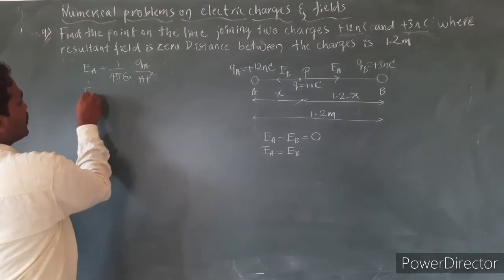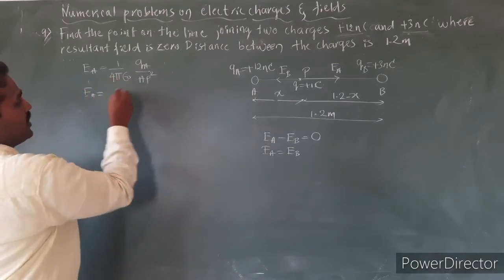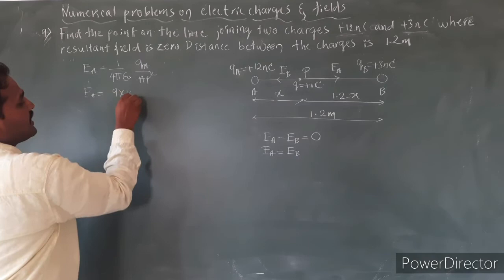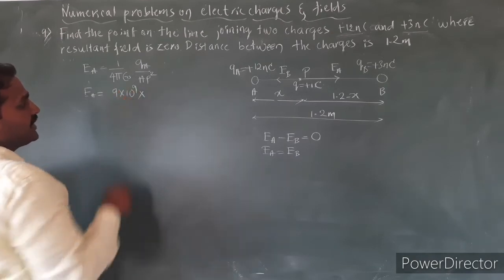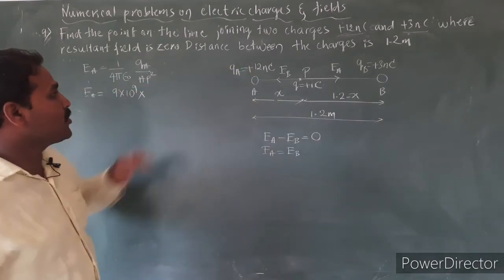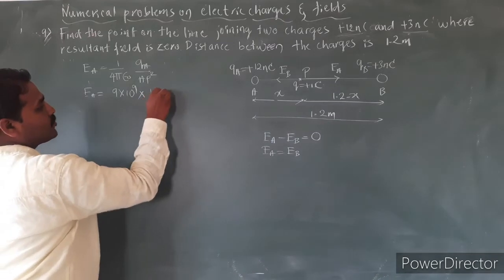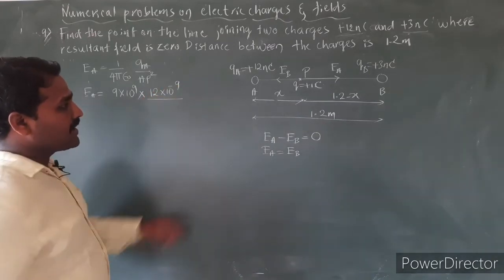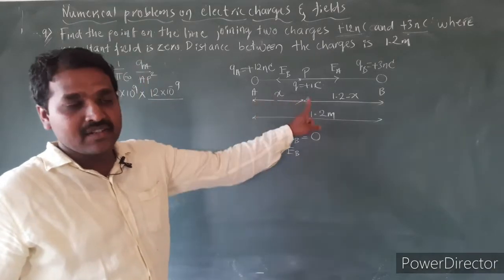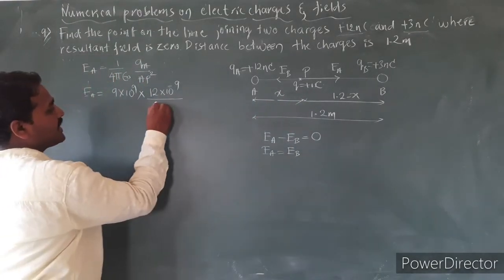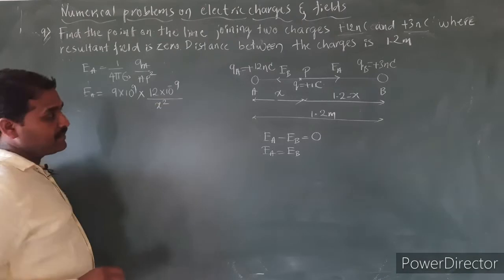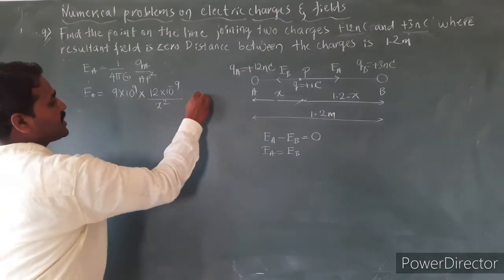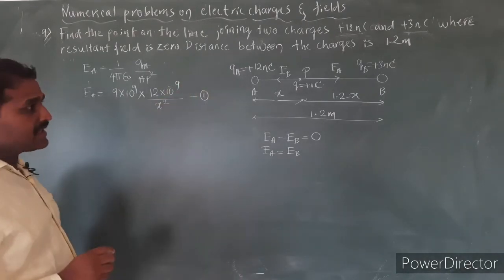So when I substitute the values here, EA is equal to 1 by 4 pi epsilon naught, which is 9 into 10 to the power of 9, into QA, given to be 12 nanocoulomb, that is 12 into 10 to the power of minus 9, whole divided by AP. I have taken it as x, so AP square I write as x square. Let this be equation number 1.